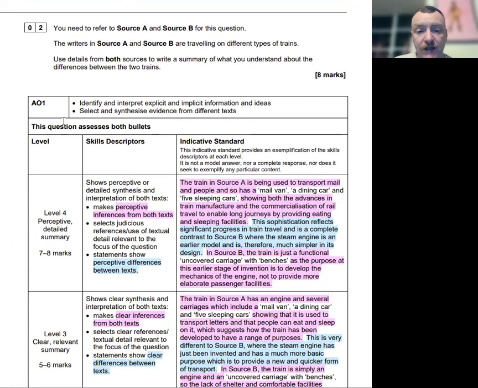So for question 2, it's AO1, identify and interpret explicit and implicit information and ideas. So again, what is obvious? What do we need to read between the lines, so to speak, to identify what is your interpretation, what is your analysis? And again, we're synthesizing evidence from different texts. So we're bringing 2 texts together and we're thinking about them. What are the similarities? What are the differences? We're being the judge and we are evaluating these 2 sources.